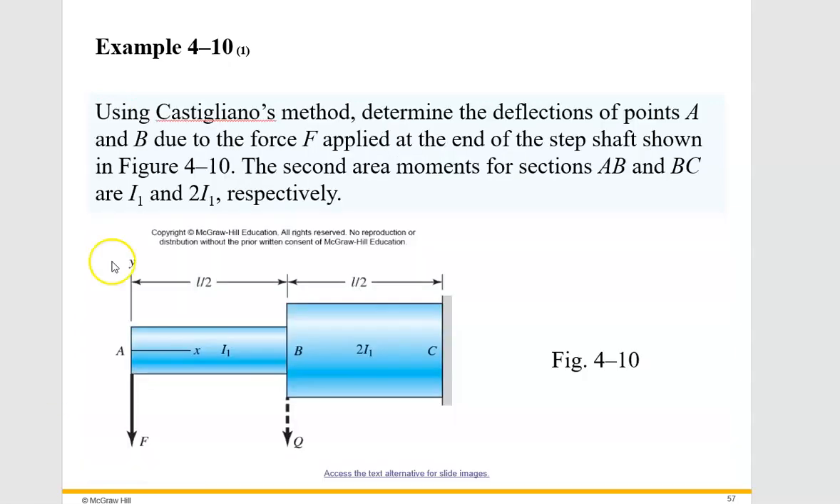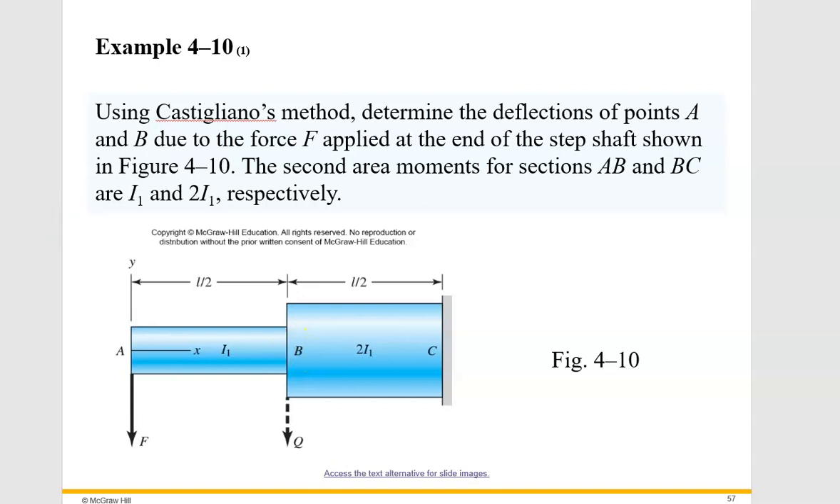Now, example 4.10 is looking at a shaft that has 2 diameters, and so it's cantilevered here at C. The applied loading is at A, and at B there's a change in diameter, and they give us the inertia of BC to be double the inertia of AB. And the question is, what's the deflection at A, and what's the deflection at B?